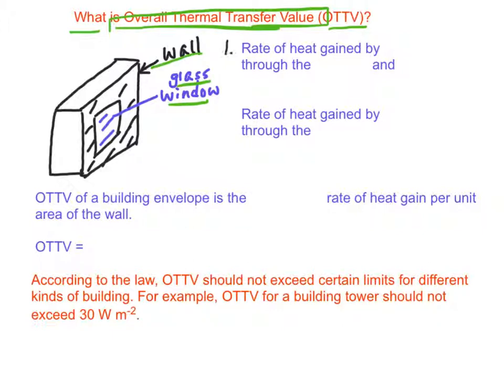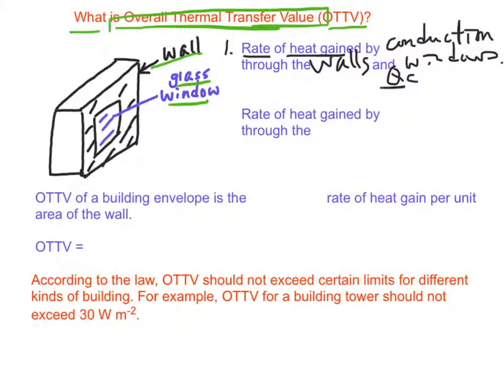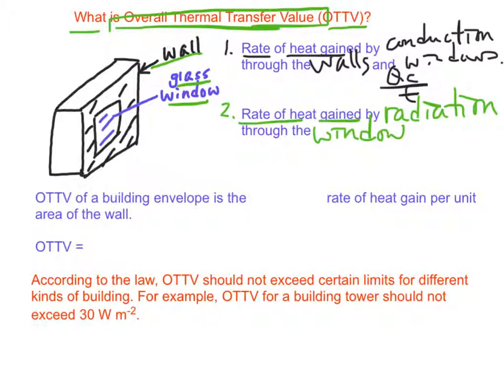First, the rate of heat gained by conduction through the walls and windows is denoted as QC over T. Second, we have the rate of heat gained by radiation through the windows, and denote this by QR over T.